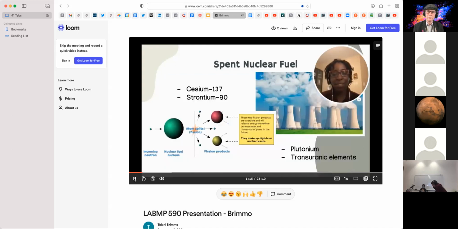Spent nuclear fuel is where the real danger is. This produces elements such as cesium, strontium, plutonium, and other transuranic elements, and specifically the plutonium and transuranic elements take a very long time to decay. So, for example, plutonium-239, one of the products of nuclear fission, has a half-life of 24,000 years, which basically means that if you have spent nuclear fuel containing plutonium-239 today, it would take 24,000 years for the radioactivity to decay to half of its original activity.